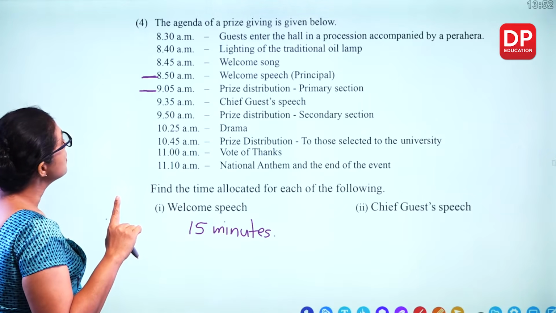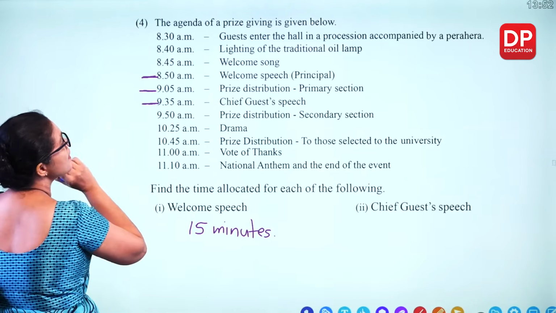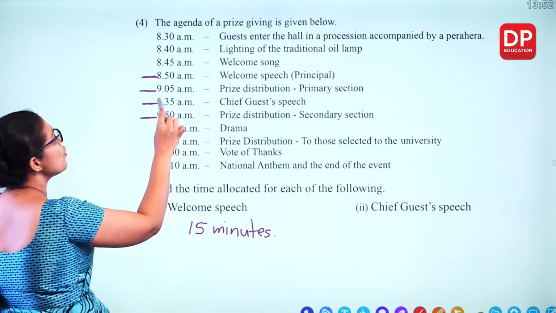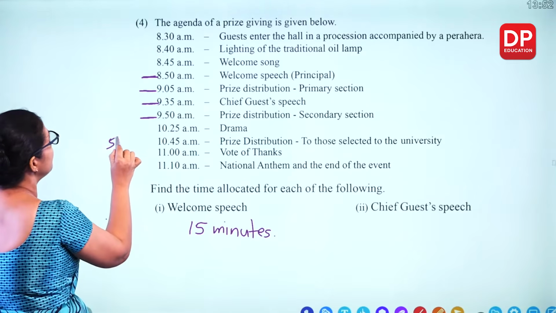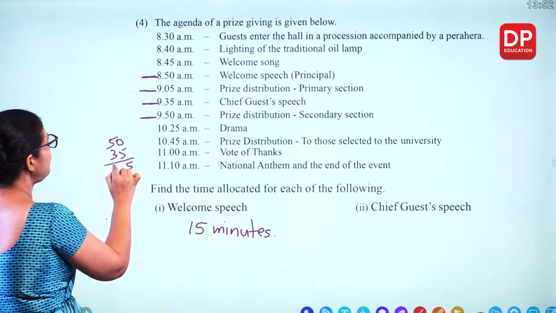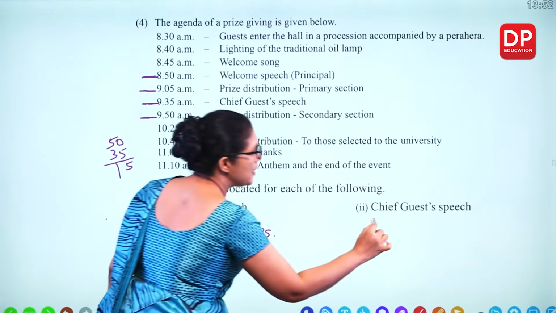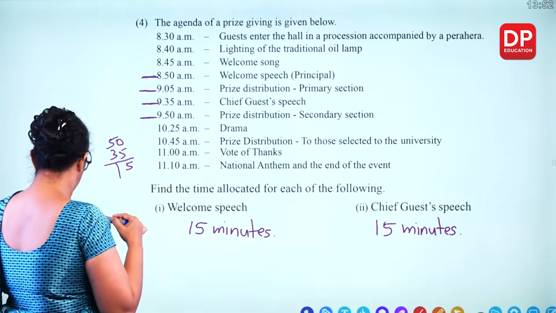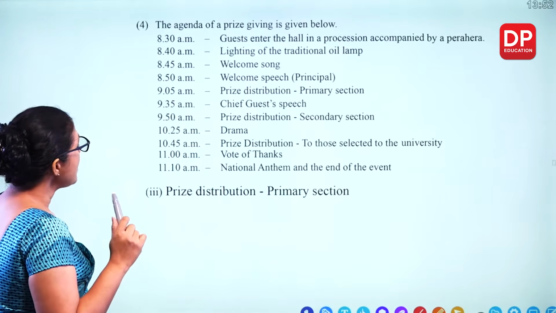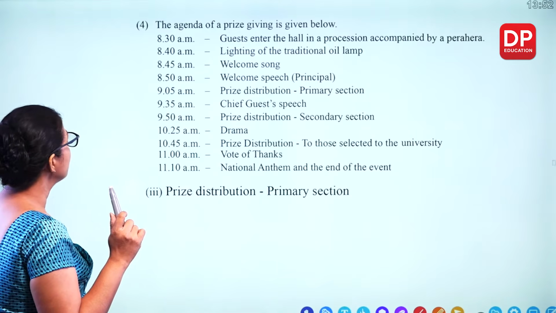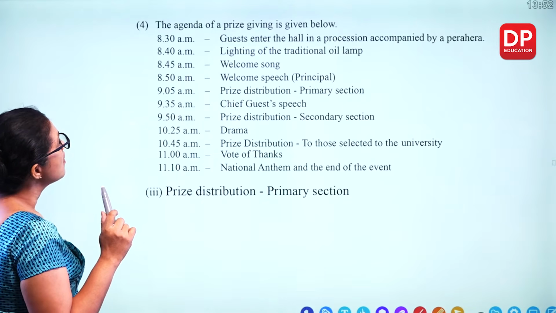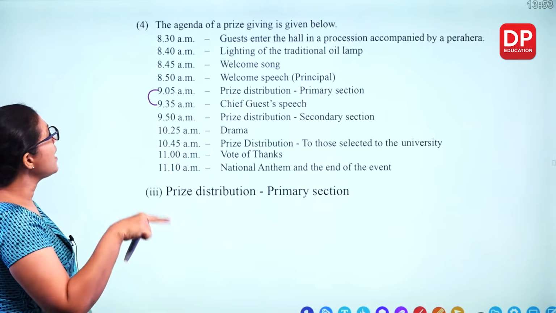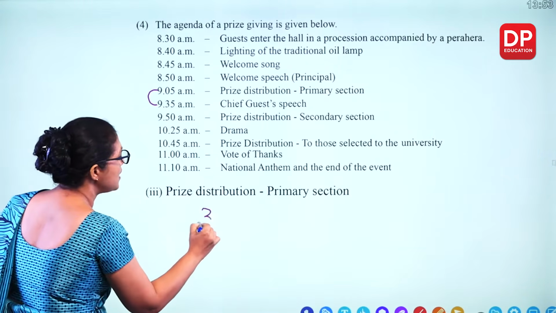Chief guest speech. Chief guest speech is this, and the next event is this. So what's the difference? 35 to 50. 50 minus 35, you get 15 minutes. So chief guest speech also 15 minutes. Same thing. Prize distribution to primary section. Here to here. 9:05 to 9:35. 35 minus 5, 30 minutes for that.